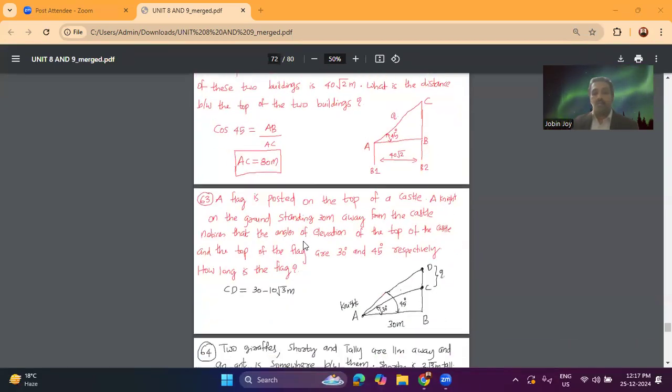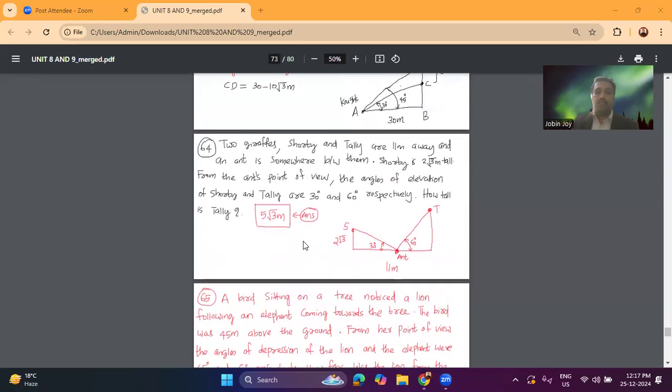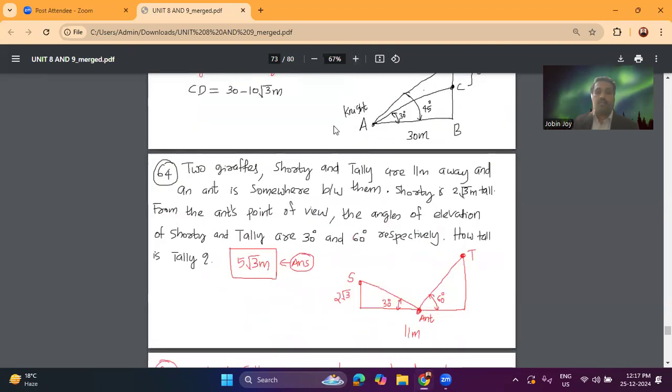Then question number 63. These are some similar problems. Now question 64. Two giraffes, Shorty and Tally, are 11 meters away from each other. This is giraffe 1 and this is giraffe 2, and an ant is somewhere between them. This is the position of the ant. Shorty is 2 root 3 meters tall. This is the height of Shorty, 2 root 3 meters.